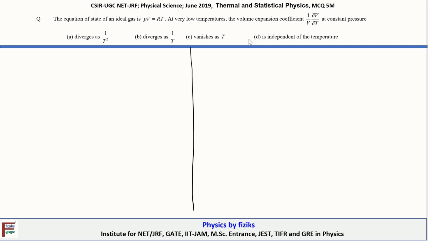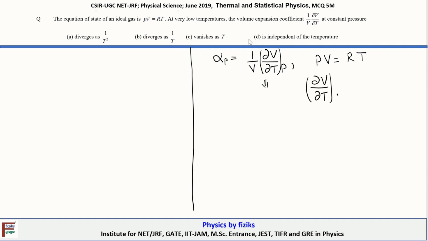So it's given that the volume expansion coefficient at constant pressure, that's alpha P, is equal to 1 by V dV by dT at constant pressure. And we are given the ideal gas equation PV equals RT. So here we have to evaluate the value of dV by dT, by keeping pressure constant.